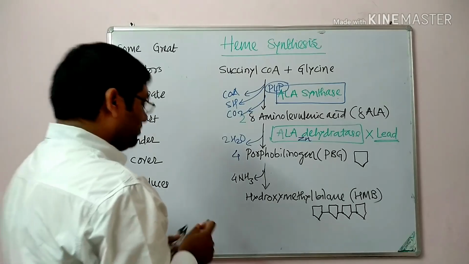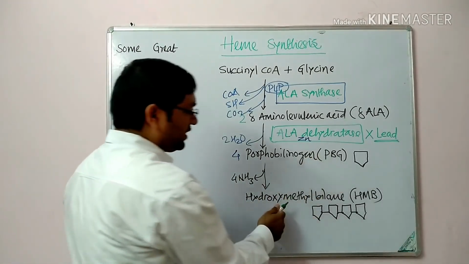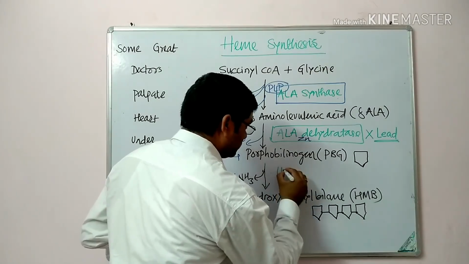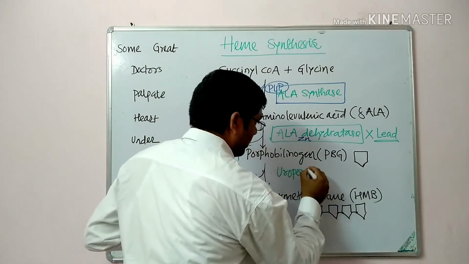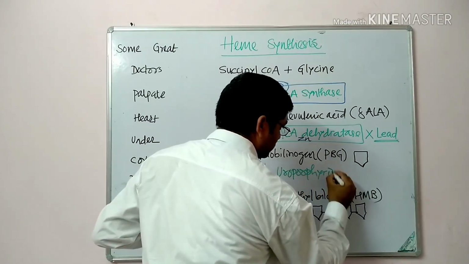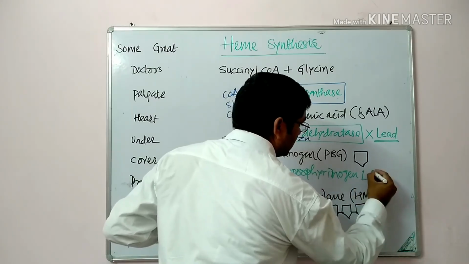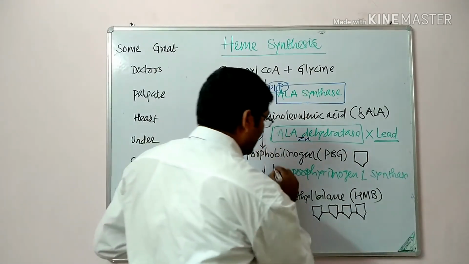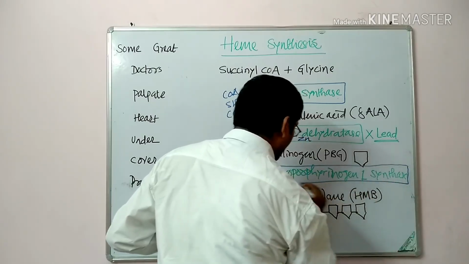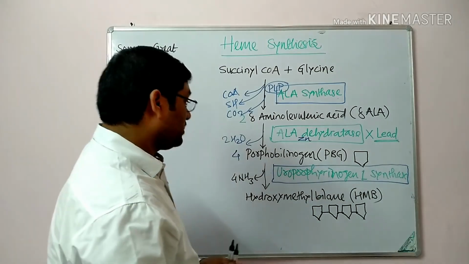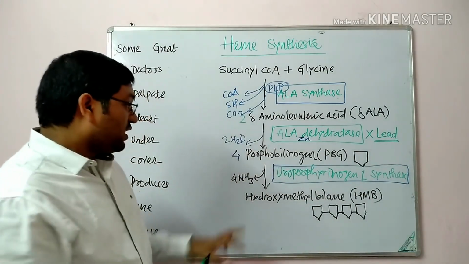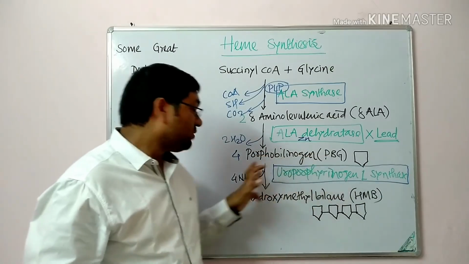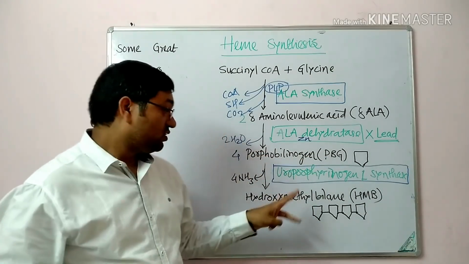The enzyme in this step, conversion of porphobilinogen to hydroxymethylbilane, the important enzyme is uroporphyrinogen I synthase. This one is the important enzyme, and deficiency of this enzyme leads to the disorder known as acute intermittent porphyria. The other name for this enzyme is HMB synthase, that is hydroxymethylbilane synthase, or porphobilinogen deaminase. There are 3 names of this enzyme.